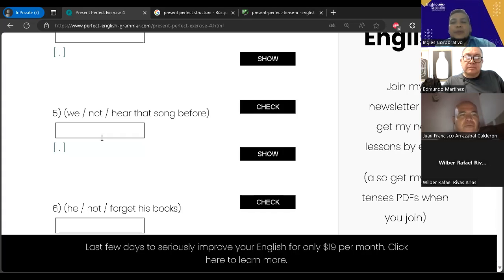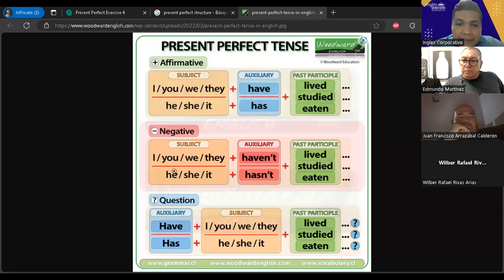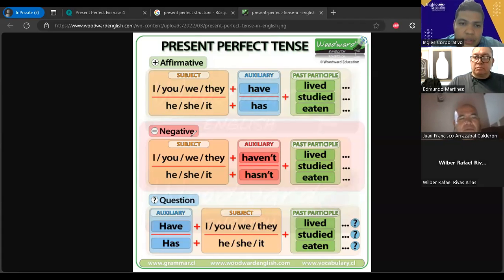A ver, empecemos, Mr. Francisco. ¿Con qué empezamos en la oración aquí? The number five. Veamos the structure. Okay, si es negative, empezamos con uno de los sujetos. All right, esta es negative, porque aquí dice not. Entonces acá buscamos la negative structure. Y nuestra negative structure here dice que empezamos con the subject. All right, as you can see here, we start with the subject.